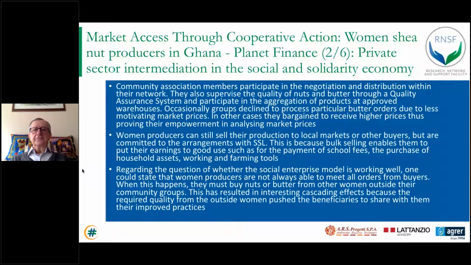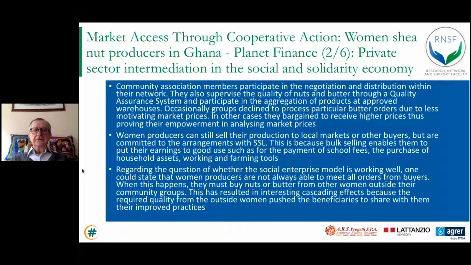The community association members participate in the negotiation and distribution within the network. They also supervise the quality of nuts and butter through a quality assurance system, and they participate in the aggregation of products at approved warehouses. Occasionally, groups may have declined to process particular butter orders due to less motivating market prices, and in other cases, they bargain to receive higher prices, thus proving the empowerment in analyzing market prices.